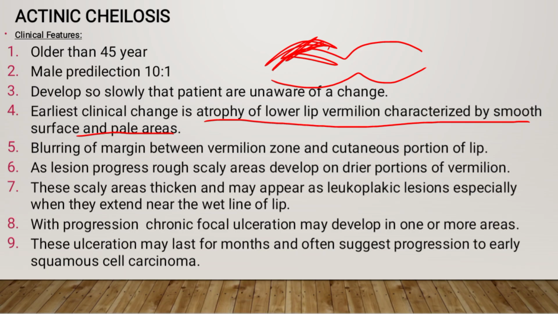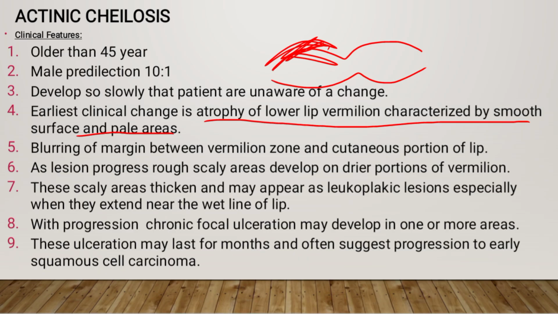There are smooth surface and pale areas, blurring of the margins between the vermilion zone and skin. Then there is also scaling of the vermilion portion. Then leukoplakia also develops. There is also focal ulceration in some areas, and the ulceration may last for months, and others suggest that it can be early squamous cell carcinoma.